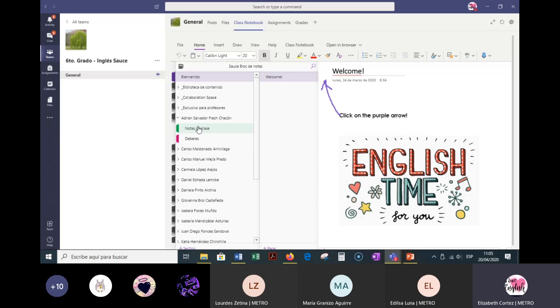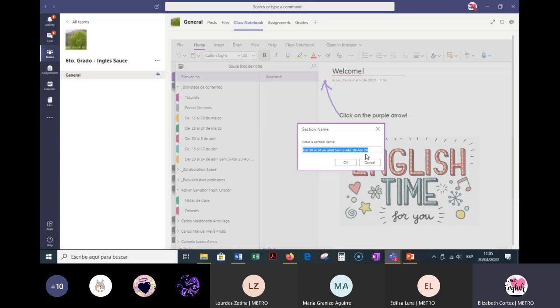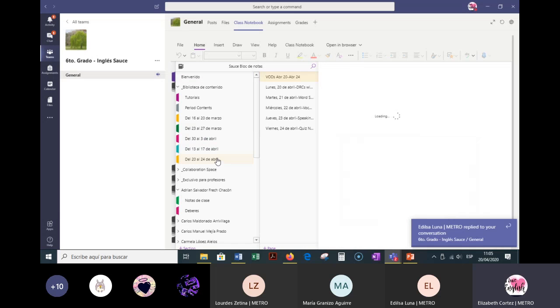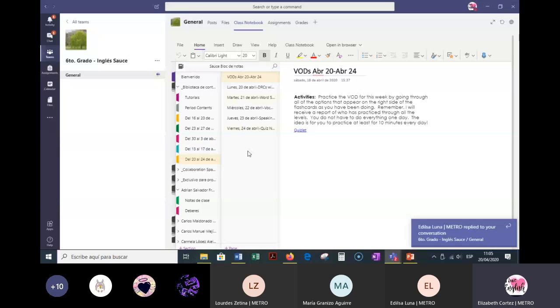You have Notas de Clases and Deberes. All right, if you click on Biblioteca de Contenido, you will see that you have all the different weeks, depending on the dates. As you said, I changed the names and now you can see only the dates there. And if you click on today's week, you'll see the folders, the pages for every day.